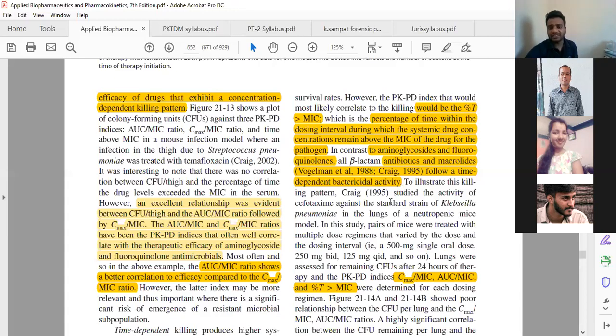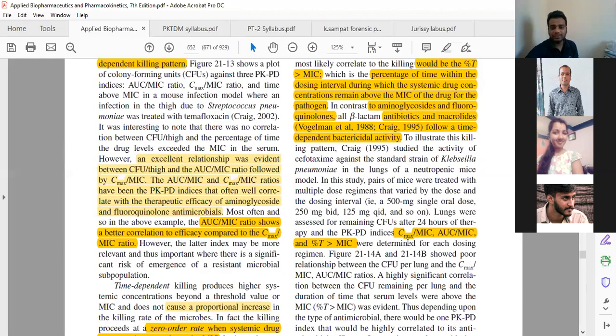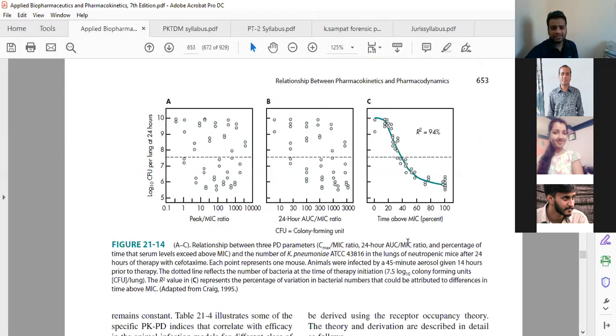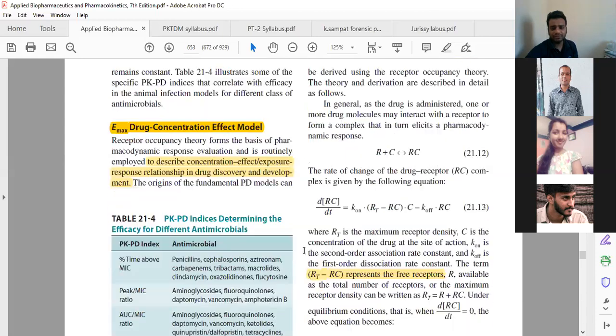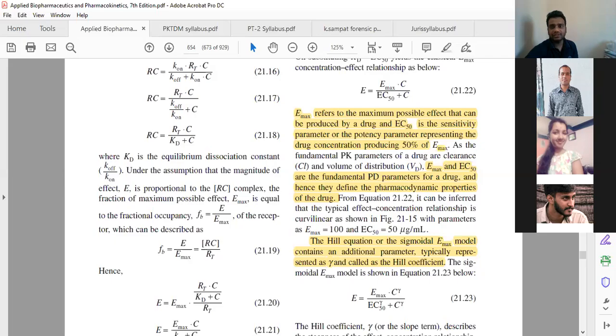So there are some implications. I will talk about this in the next class: which kinds of antibiotics depend on time-dependent killing, and which depend on the concept of concentration-dependent killing. I will talk about that in the next class. And with that, the Emax drug concentration effect model will be complete. With these two topics, we will wind up this chapter. I think this chapter is really taking a lot of time.